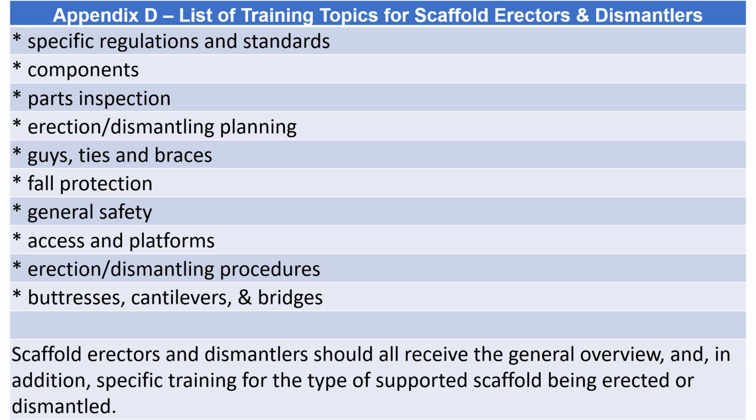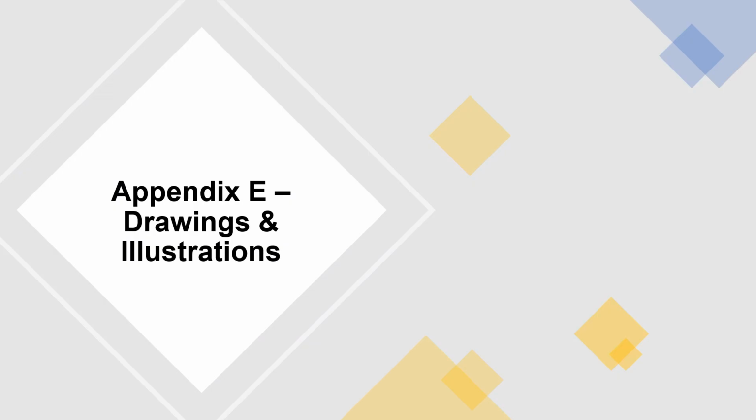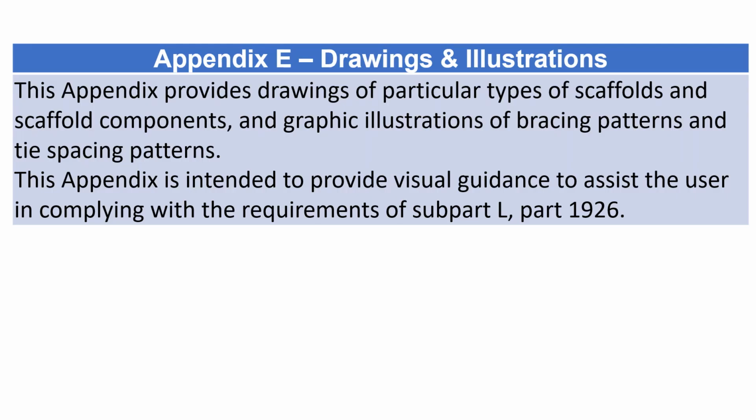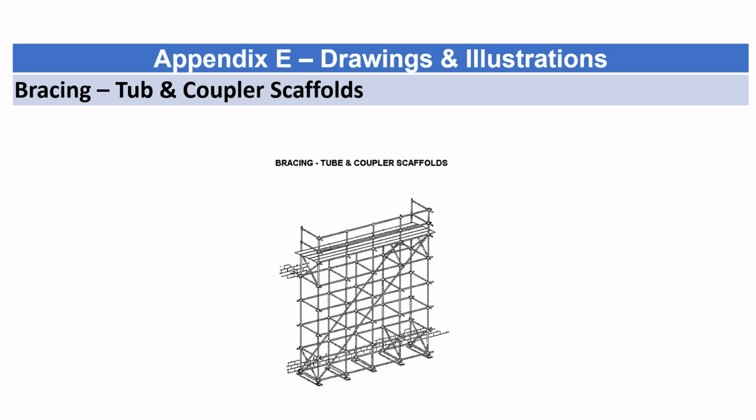Scaffold erectors and dismantlers should all receive the general overview, and, in addition, specific training for the type of supported scaffold being erected or dismantled. Appendix E. Drawings and Illustrations. This appendix provides drawings of particular types of scaffolds and scaffold components, and graphic illustrations of bracing patterns and tie spacing patterns. This appendix is intended to provide visual guidance to assist the user in complying with the requirements of Subpart L, Part 1926. Bracing, tube and coupler scaffolds.